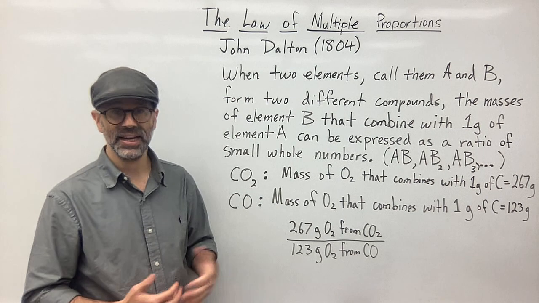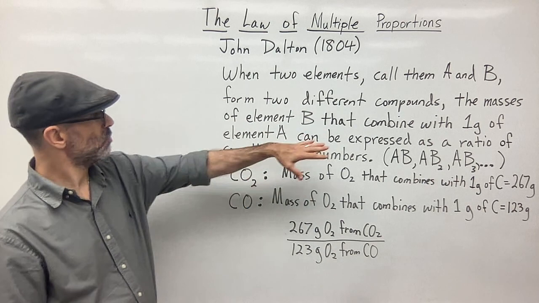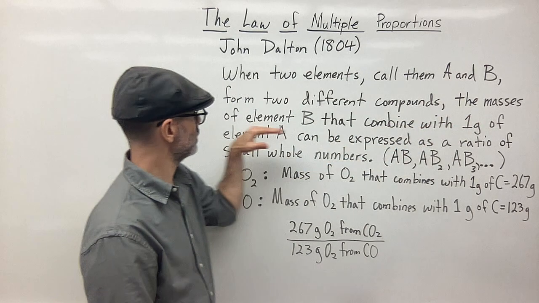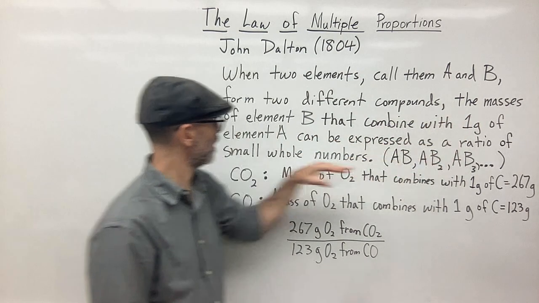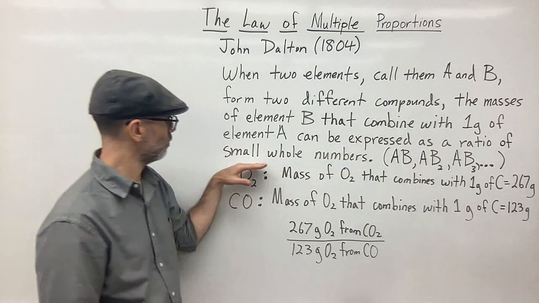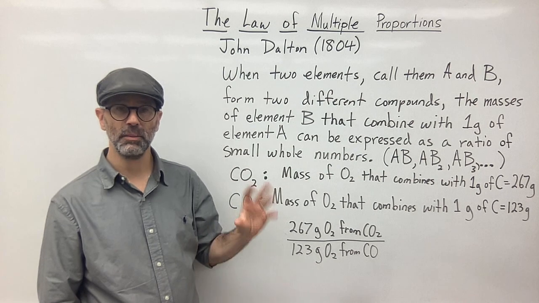In that case, for the different compounds here, we're looking at the masses. It says the masses of element B that combine with 1 gram of element A can be expressed as a ratio of whole numbers, small whole numbers. Well, what does that mean? That's kind of a mouthful.